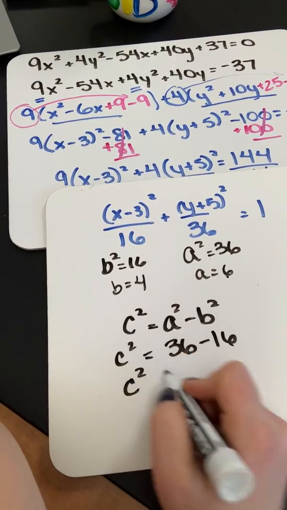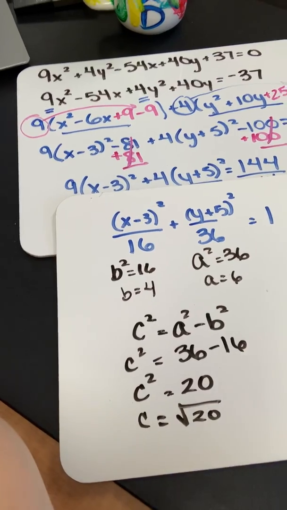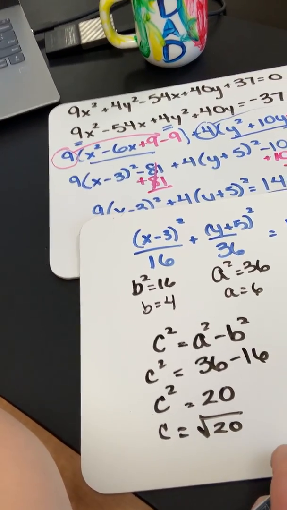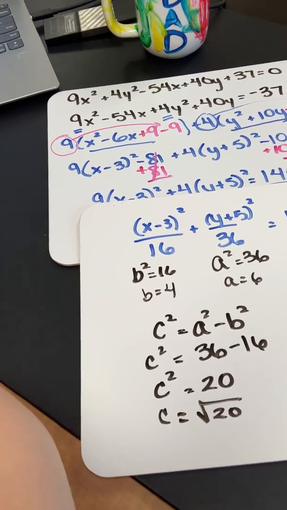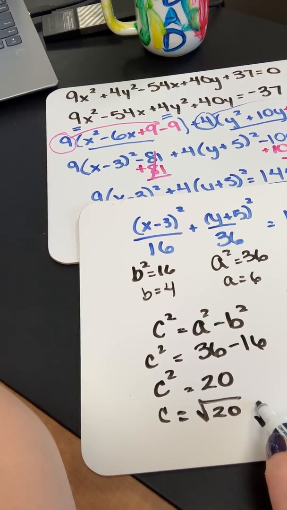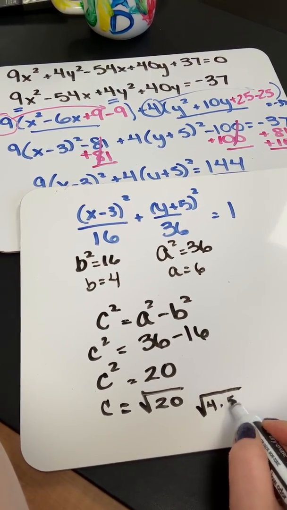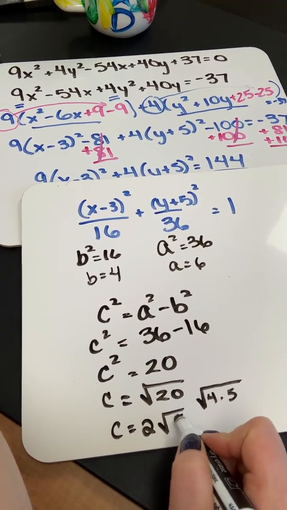So we've got c squared is equal to 20, and we know that c is the square root of 20, plus or minus, obviously, because you're solving, but remember, that just tells you direction. The actual distance is positive. We do have to simplify that out. We know that two numbers that multiply to 20, one being a perfect square, are 4 and 5. So we really have c is equal to 2 rad 5.